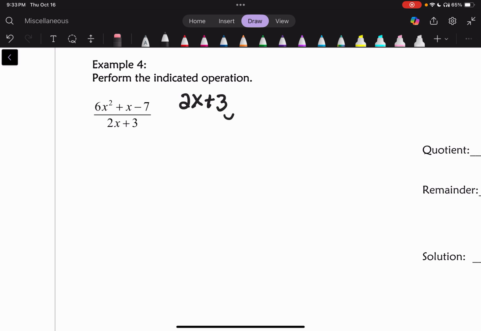I'm going to do my house, and I'm going to have 6x squared plus x minus 7. Sorry, sometimes I think too fast in my head.